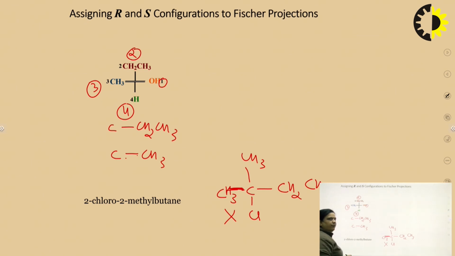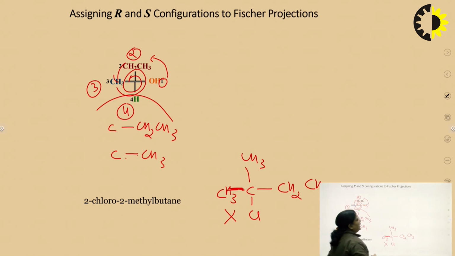Now check number 4, either above or below. So in this case it is below. Below means there is no type of rotation. So forget this. And then 1 to 2, 2 to 3. So here 1 to 2 to 3, we see that it is anti-clockwise. So this structure or this arrangement will be S.